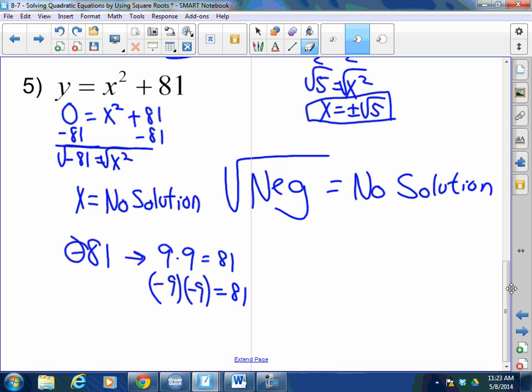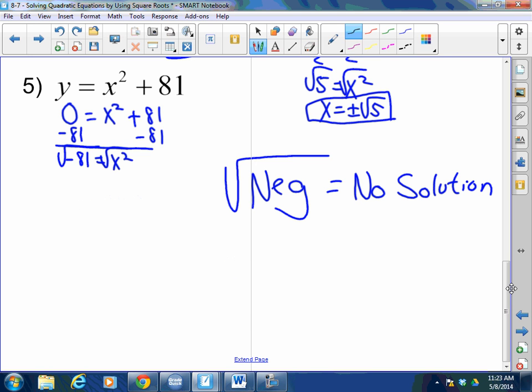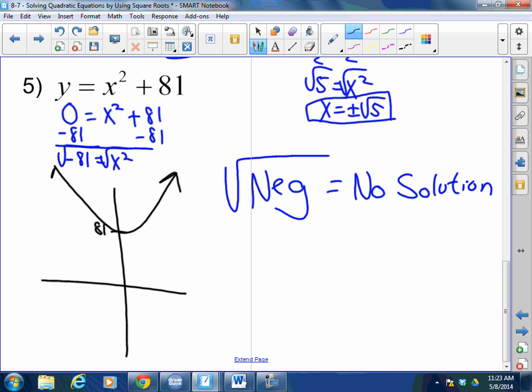Check this out. It's something like this. My y-intercept here when x is 0 is 81. Let's just say that's 81, okay? So it's going to go like this. No solution. That means it never hits the x-axis. Is this making sense, guys?